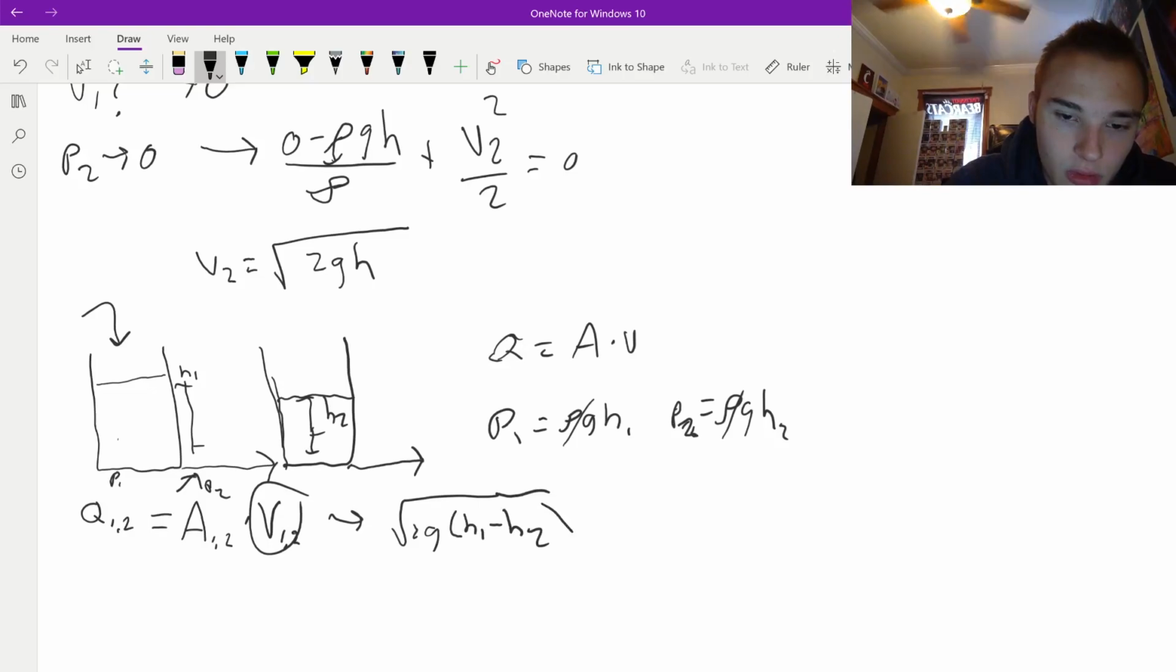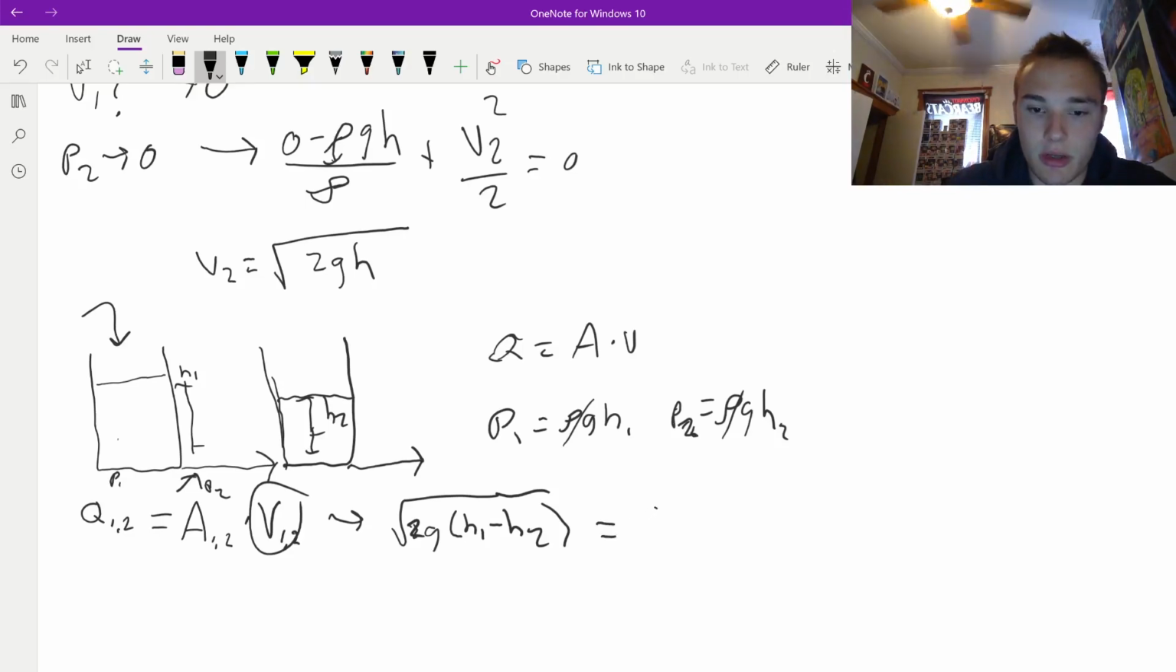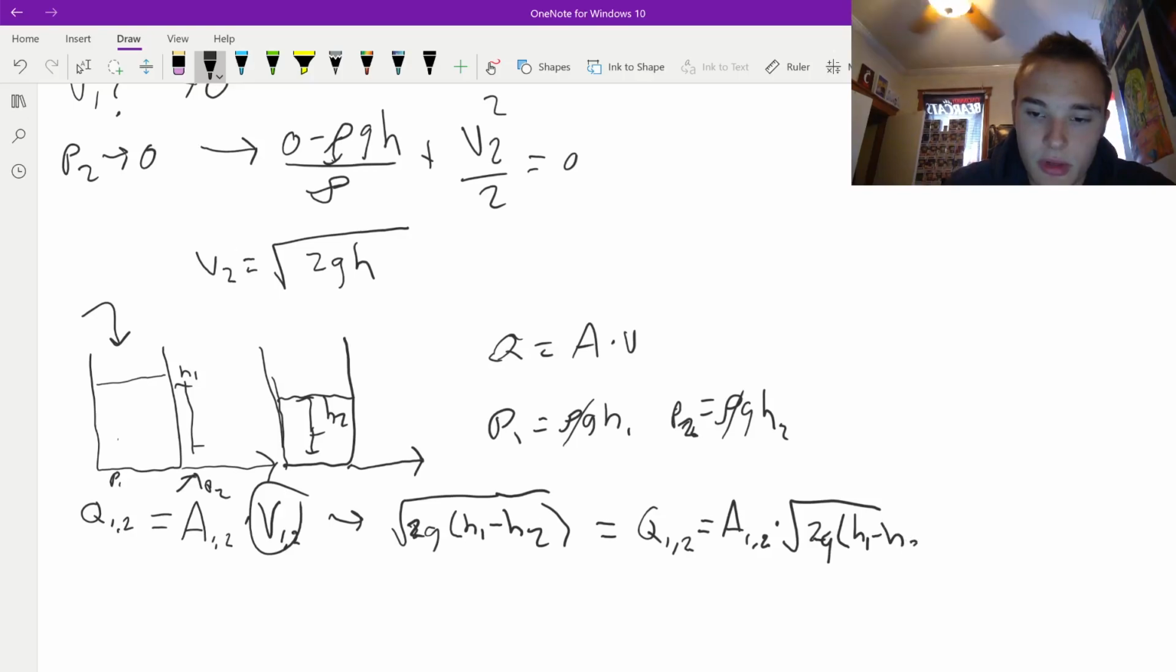And usually in many equations we have H2 minus H1, but in this case, since the fluid is initially flowing into H1, the height will be larger. We want to do H1 minus H2 in this case because we don't want to get a negative square root. So this will be our initial flow rate for tank 1 to tank 2. So we have Q12 equals the cross-section area from 1 to 2, times our V1 to 2, which will be the square root of 2g times H1 minus H2, because the pressure is dependent on the change in height.